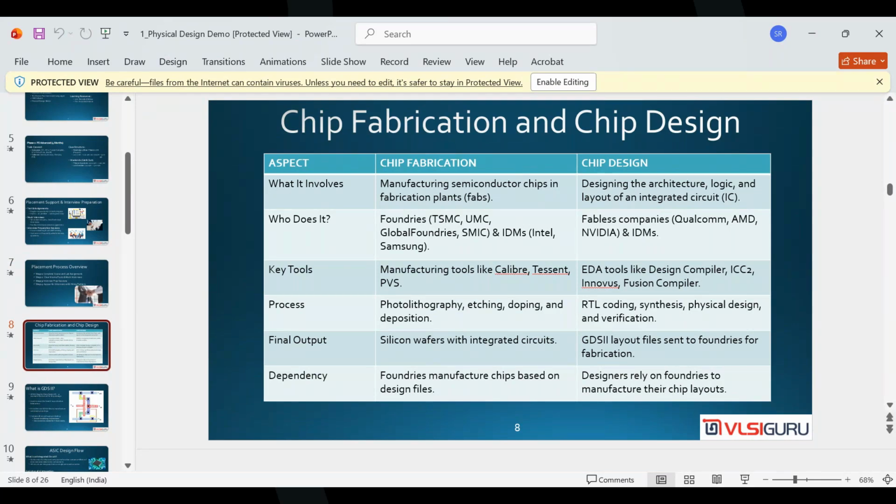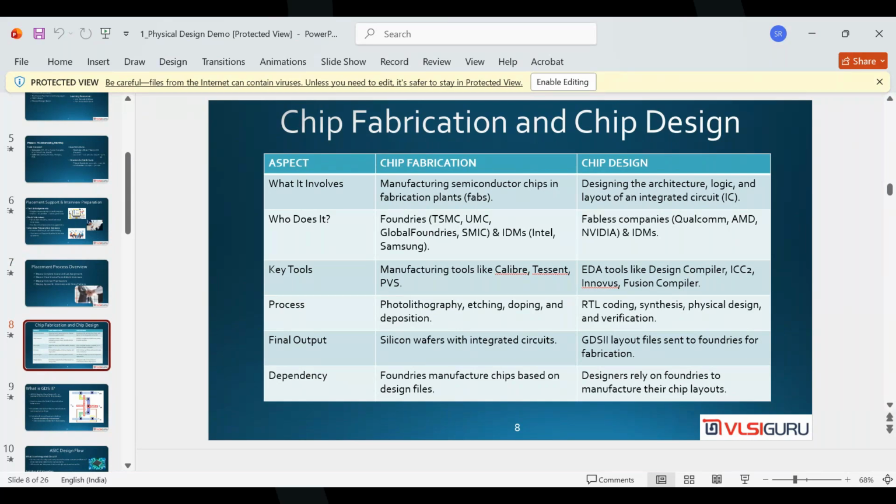Next is synthesis, and till synthesis it is all logical. After that it is physical implementation of the design, and then you have to verify that physical design, right? So from physical design onwards, it is all physical implementation of the design. Then exporting the GDS2 layout files, which need to be sent to foundries for fabrication.